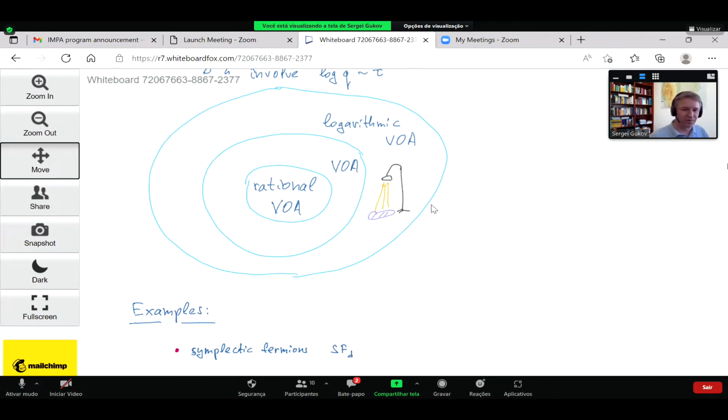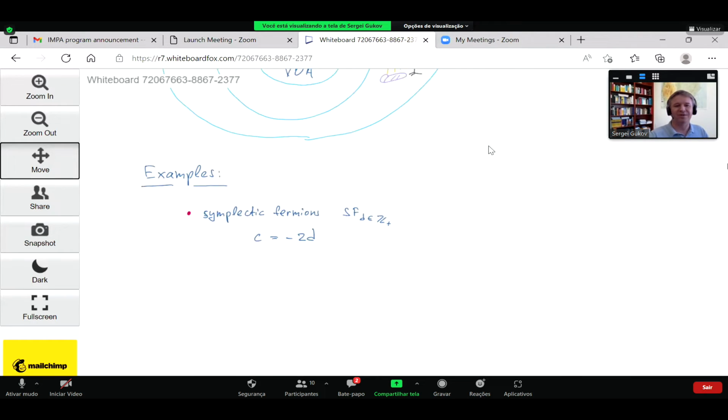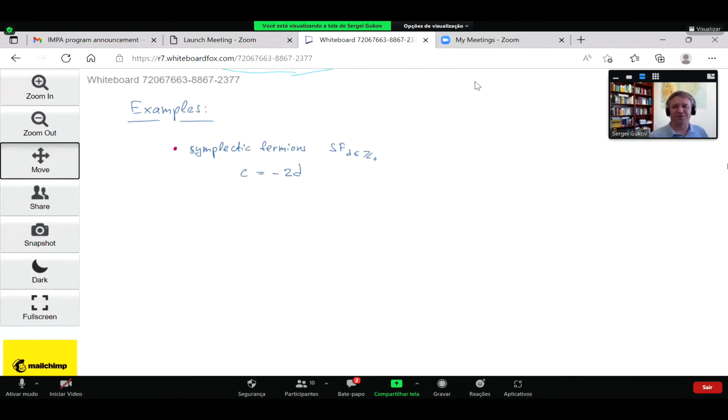D stands for the number of copies of symplectic fermions, and this is a non-negative integer. And all these algebras contain Virasoro. In particular, the Virasoro central charge for this family is minus 2D. So immediately you see that it's negative. So due to all the above pathologies or interesting properties of logarithms appearing all over the place, these algebras are typically non-unitary.